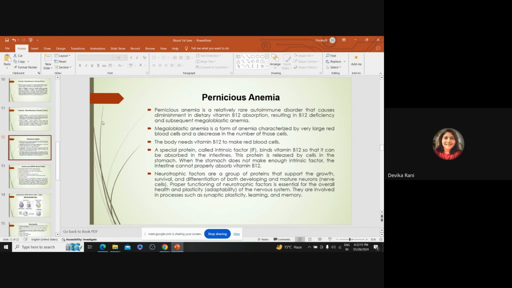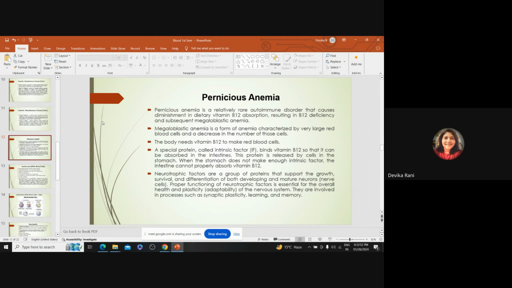Okay, then there are neurotrophic factors, which are a group of proteins that support the growth, survival, and differentiation of both developing and mature neurons. Neurons are nerve cells. You will learn them in the nervous system chapter. So proper functioning of neurotrophic factors is essential for the overall health and plasticity, or adaptability, of the nervous system. They are involved in processes such as synaptic plasticity, learning, and memory.